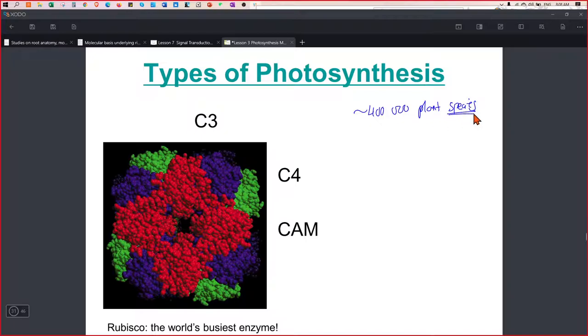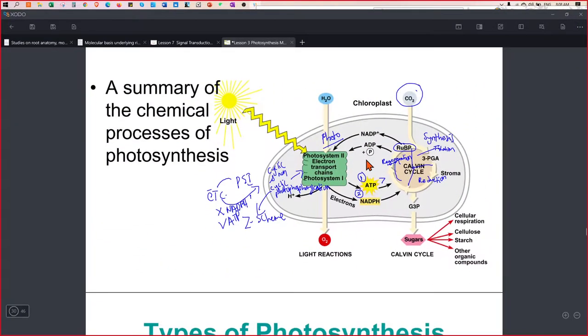By species, we mean the actual species, not those hybridized by human intervention. Okay, so the photosynthesis that you have learned so far, we call it the C3 type. Why? Because if you go back to your Calvin cycle, the first product is G3P. This is the 3-carbon sugar. Two molecules of G3P will make a glucose.